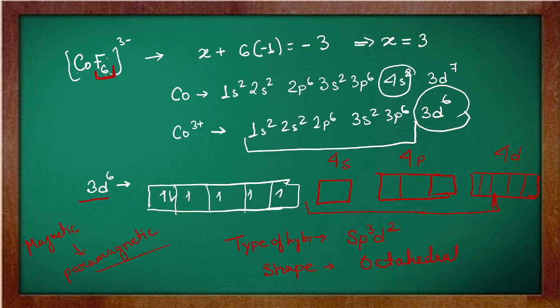So depending upon the ligand, we can predict the magnetic behavior, the type of hybridization, and the shape. One more thing is whether a compound is an outer orbital complex or an inner orbital complex. That is how you are going to determine it.